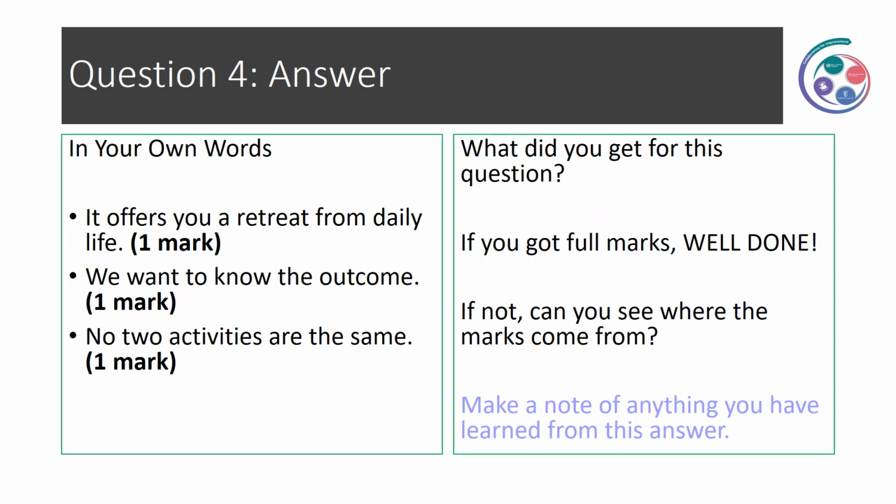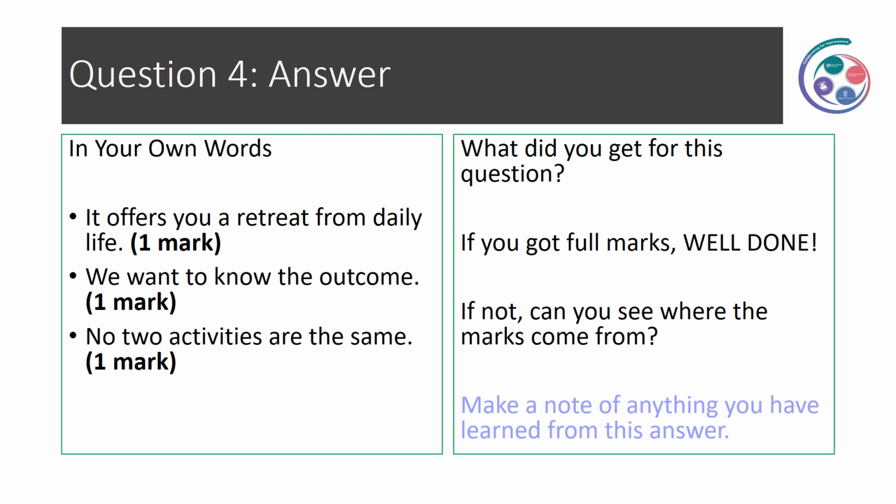Okay, here comes the answer. You would get your first mark for saying that it offers you a retreat from daily life. Your second mark would come from we want to know the outcome. And the third mark would come from no 2 activities are the same.